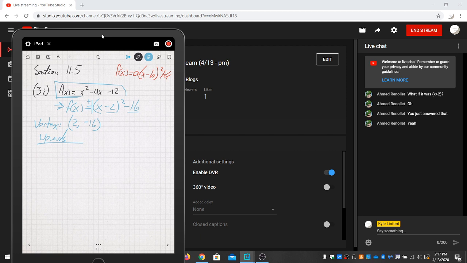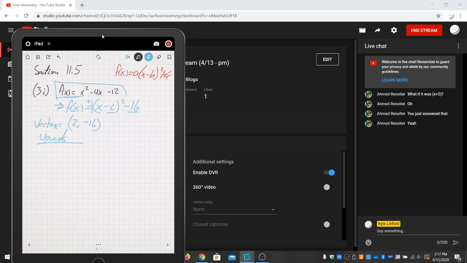If there was a negative sign out front, if it was negative x minus 2 squared minus 16, it would open downwards, okay? This number, whatever it is out front, positive or negative, controls does the parabola open upwards or downwards. It also controls how wide or how thick it is. So right away we know we have a parabola that's open upwards, and we know where its vertex is. This kind of helps us start to draw the graph out.